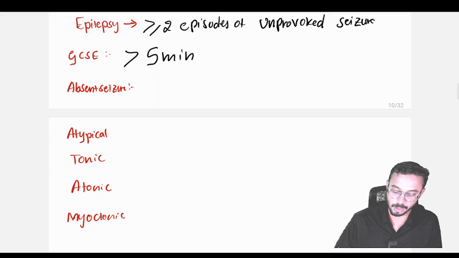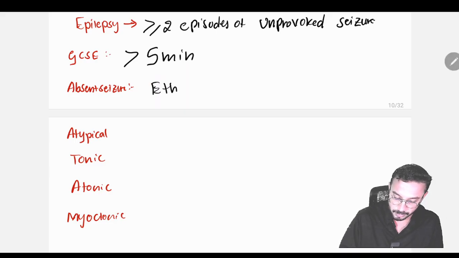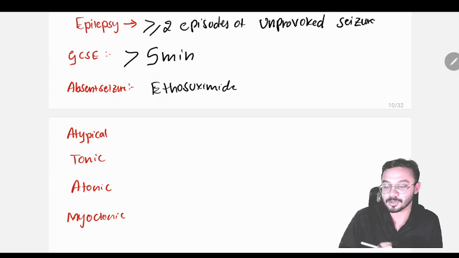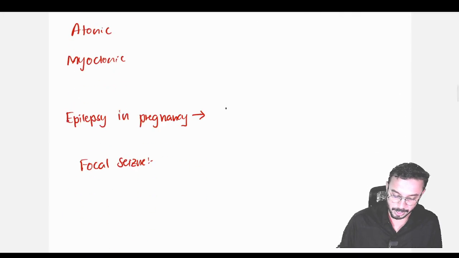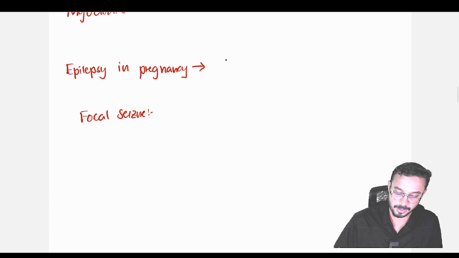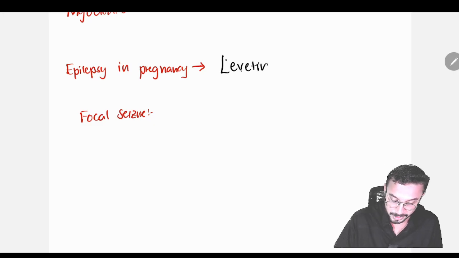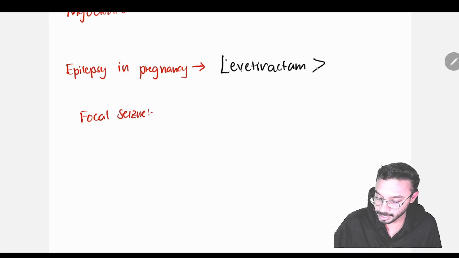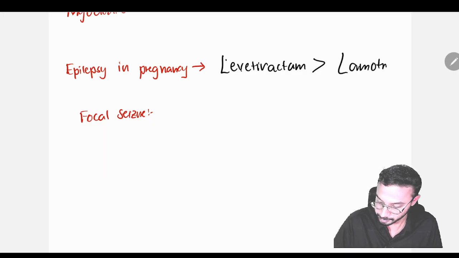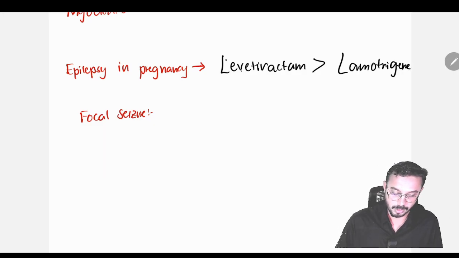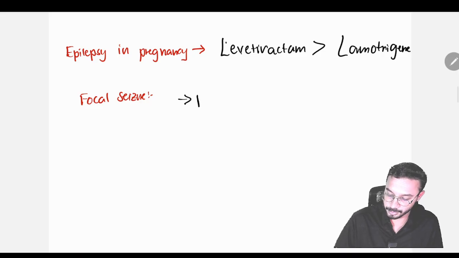What is the drug of choice for absence seizures? Ethosuximide. What is the drug of choice for generalized tonic-clonic seizures? Valproate. I will be writing over here. So, epilepsy in pregnancy, antiepileptic drug in pregnancy: levetiracetam. And if this is not available, you can go for lamotrigine. And for focal seizures, you are going to give phenytoin.